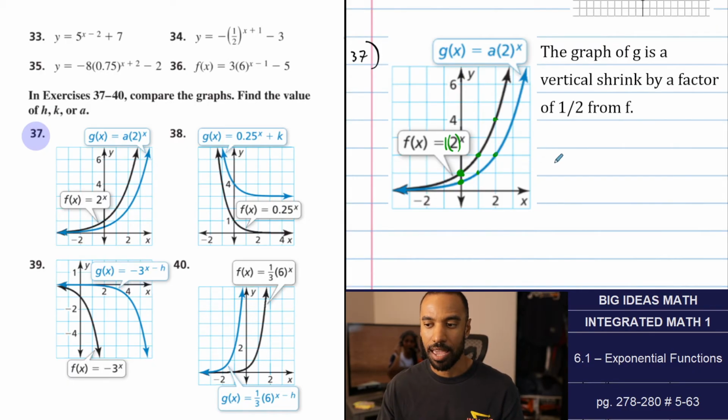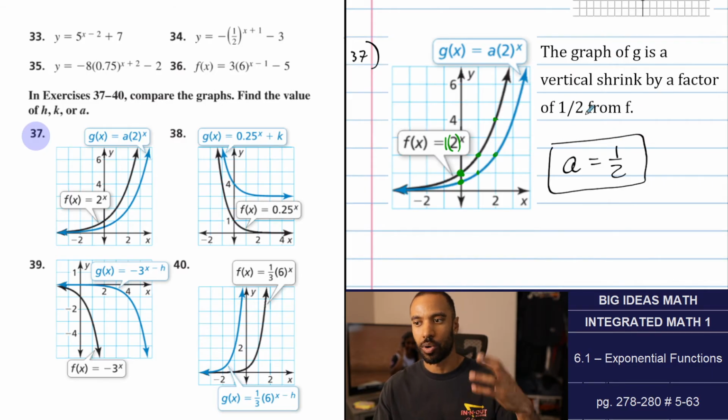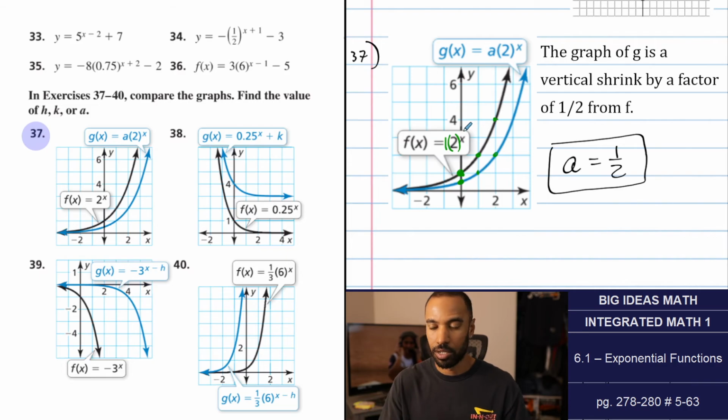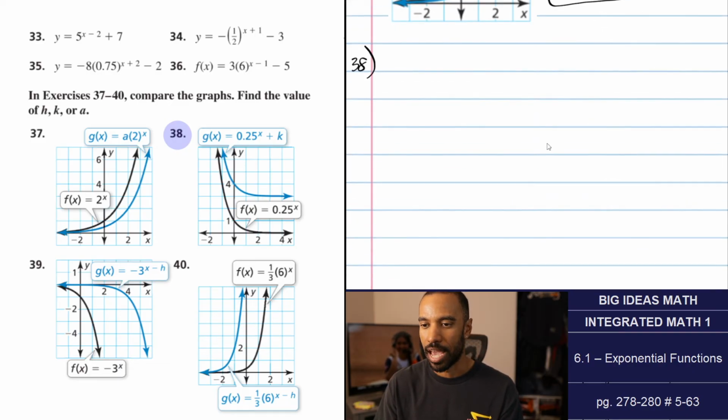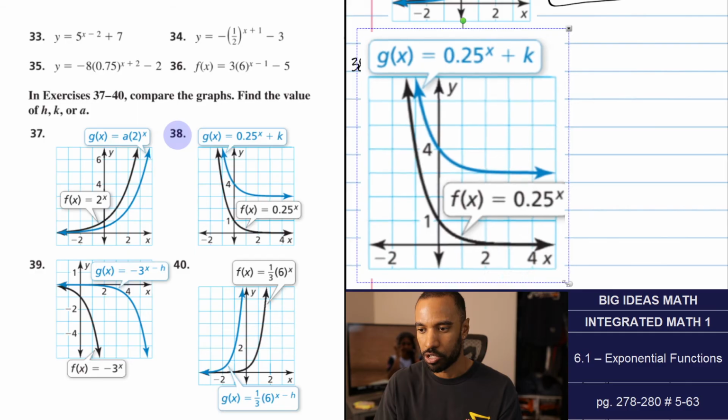The a value is not only the transformation aspect, though, it is also the y-intercept of a non-translated graph. Now, number 38 is a translated graph, and that's all it is. So we got to talk about the translation. And for me, it's all about the asymptote. They don't draw the asymptote, but you can clearly tell where the asymptote is, and hopefully that's a good representation of change here.